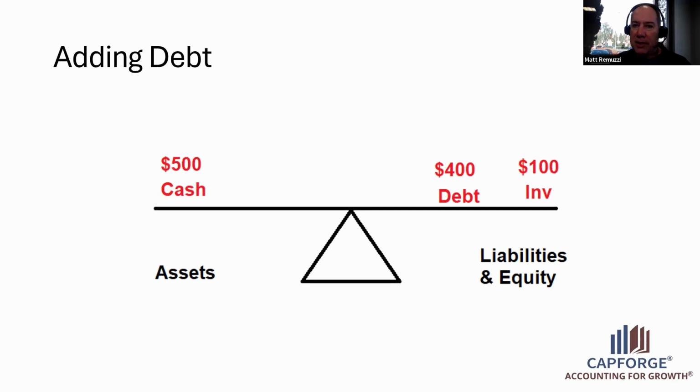Let's say you had that same original $100 of cash and $100 of investment, but you borrow an additional $400. So what happens? Now your cash goes from 100 to 500. So 500 in cash, original $100 investment still there, but now on the liabilities side, you have $400 of debt. And once again, 500 in assets, 500 total liabilities and equity, everything balances.